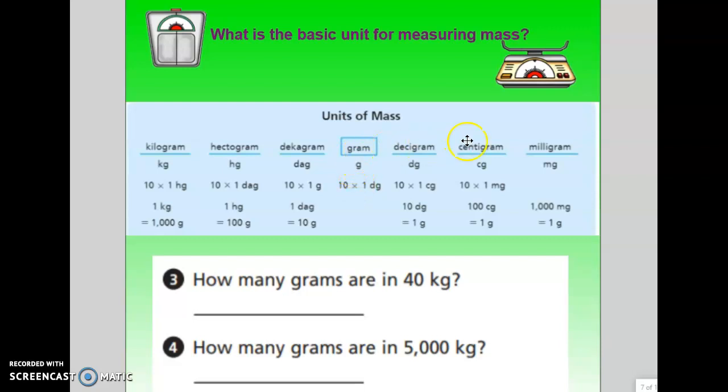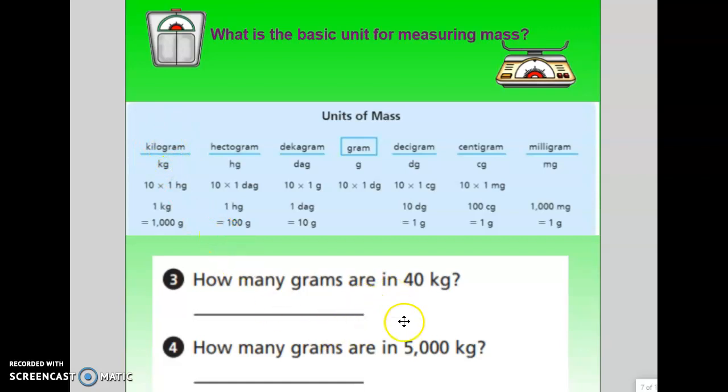So, same setup again. Here's the unit of measure, a gram. 10 times smaller is a decigram. 10 times smaller than that is a centigram. 10 times smaller than that is a milligram. Deci, centi, milli. Same as the length, same as the liter. Bigger than a gram: 10 times bigger is a decagram, 100 times bigger is a hectogram, and 1,000 times bigger than a gram is a kilogram.